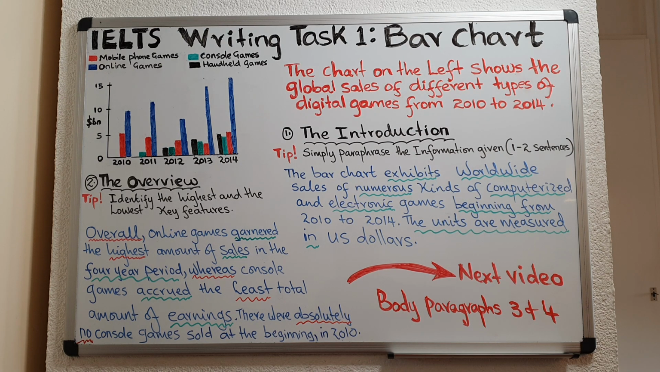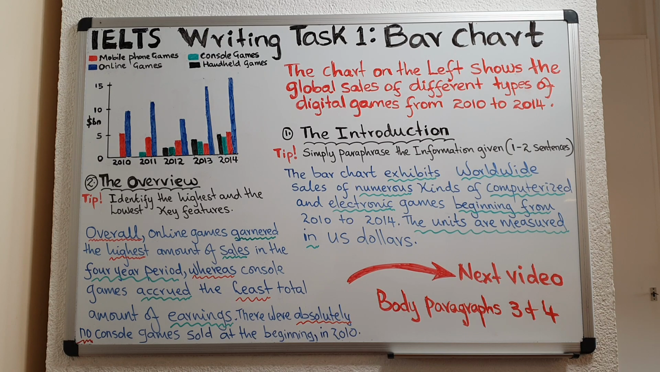And then after that, we want to write about the lowest key feature. Remember, your writing task 1 is about comparing and contrasting. So we have to use vocabulary that makes it very clear that we are comparing and contrasting. And the first word that we use to do that is the word overall.